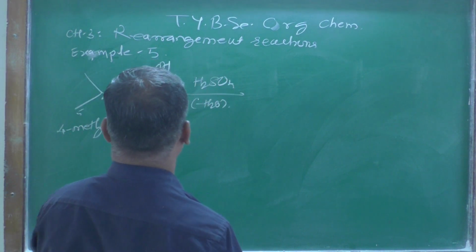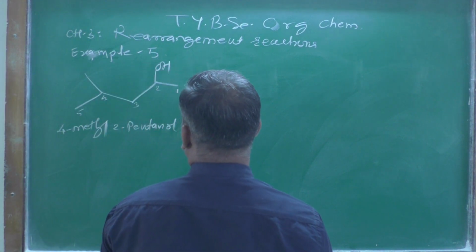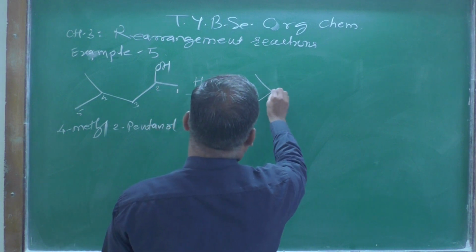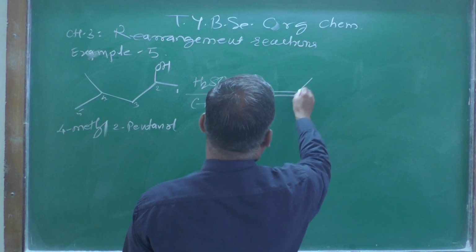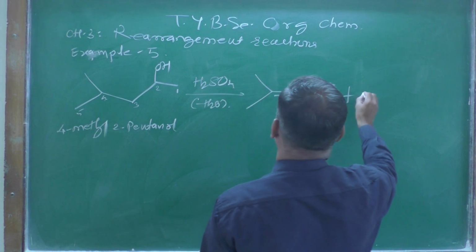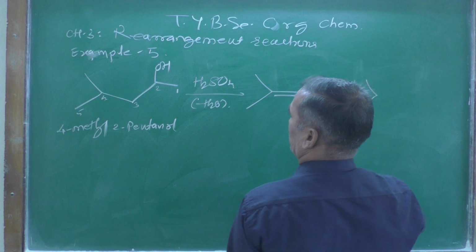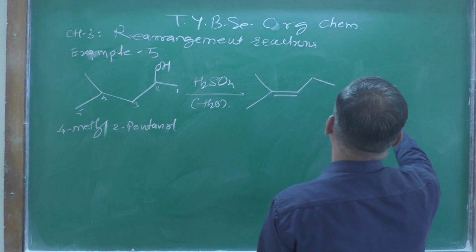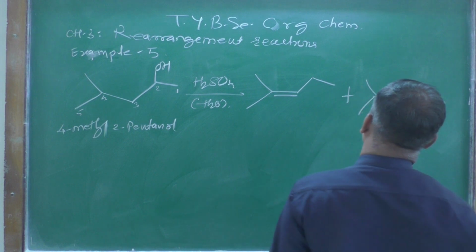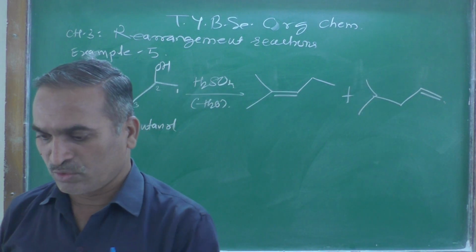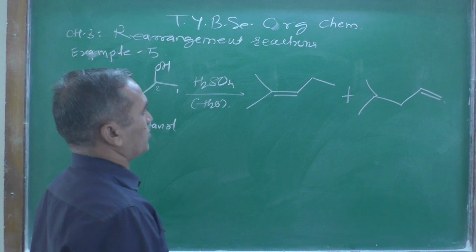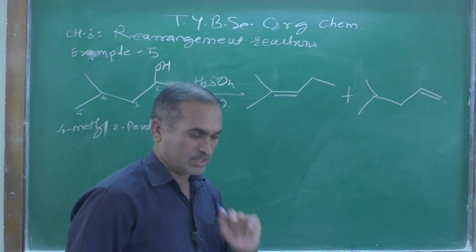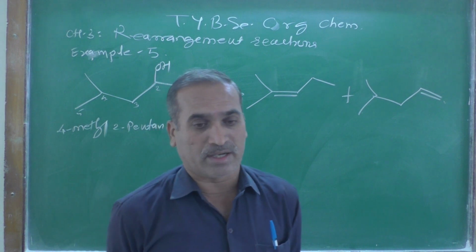And as we know, 2 products are formed. One product is obtained like this. Another product may be this one. Look at the products, we get 2 products in this example also. Now among these 2, which one is major and which one is minor?